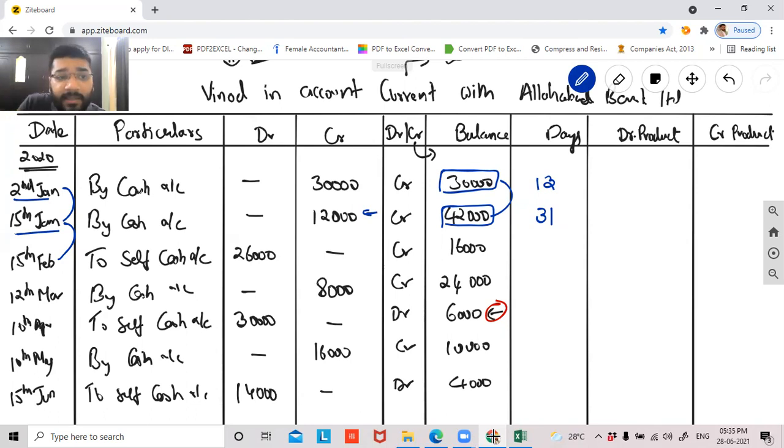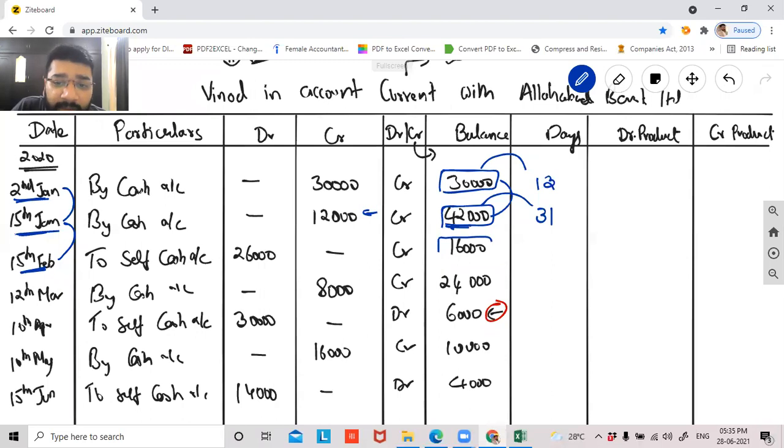From the immediate next transaction date, we take it and stop there; on this balance I'll calculate up to the next transaction date. Then another transaction date will come. For this 30,000 rupees the banker has enjoyed for 13 days, and this 42,000 rupees is enjoyed by the banker for 31 days. This 42,000 is nothing but 30,000 plus 12,000. Understood?